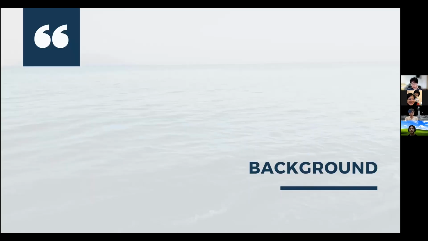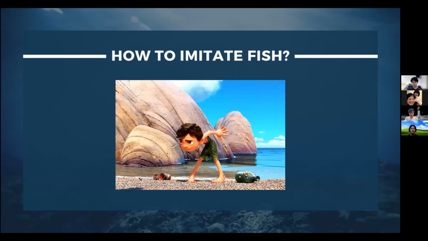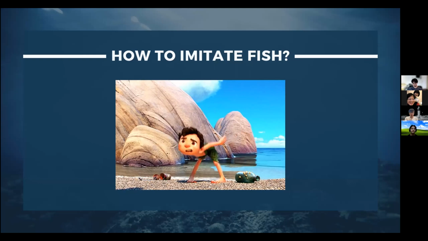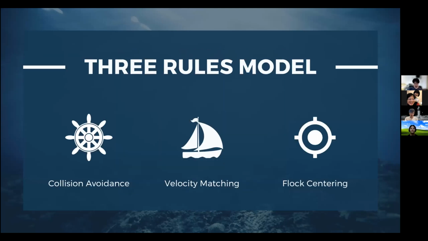Now, let's talk about the background. The question is, how can we simulate the behavior of fish? In previous models, the three-rule model is used. This is a classic approach to modeling the individual behavior of animals in a flock, herd, or school. It is composed of these three rules.